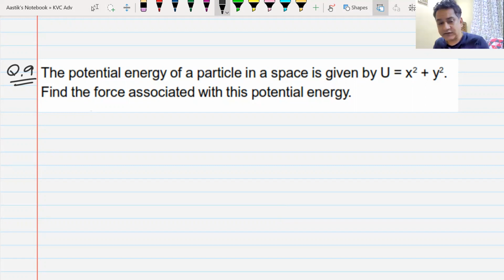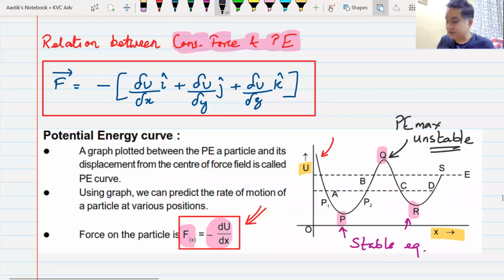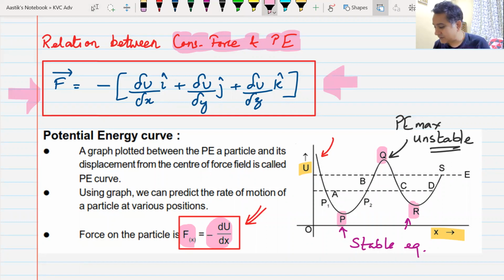How do you solve this question? Well, to solve this question, remember, this is not a one-dimensional force, this is a two-dimensional force. So you'll have to get back to this formula. Sir, negative. What negative, sir? Why do you keep on saying negative, sir? Always. We have to go back to this formula of force for a three-dimensional force.